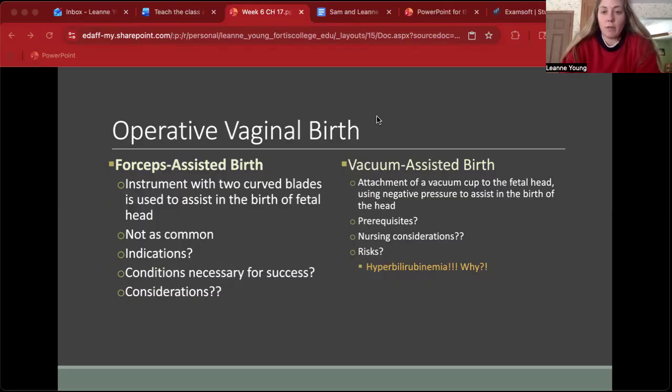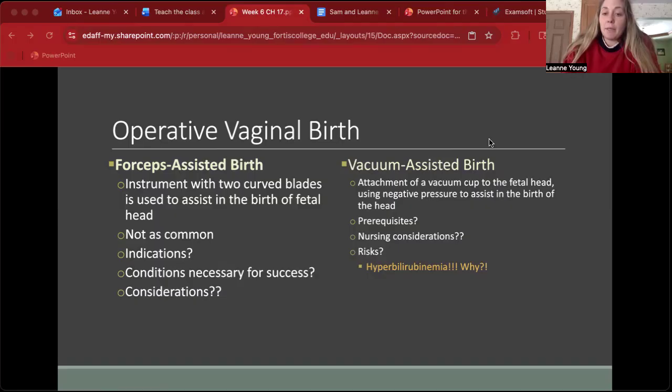Indications for a forceps delivery would be a prolonged second stage of labor and the need to shorten the second stage for maternal reasons: exhaustion, cardiopulmonary or cerebrovascular disease. Sometimes if baby is indicating it, so there's fetal compromise. What are the conditions necessary for success with a forceps delivery? The cervix has to be fully dilated. This should be obvious, right? We do not want to be delivering a baby with a cervix still present.